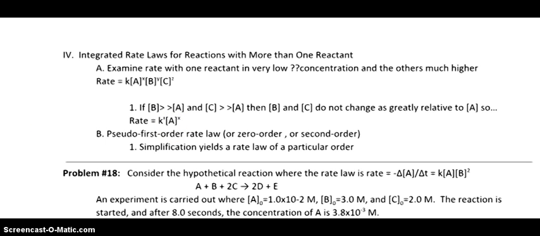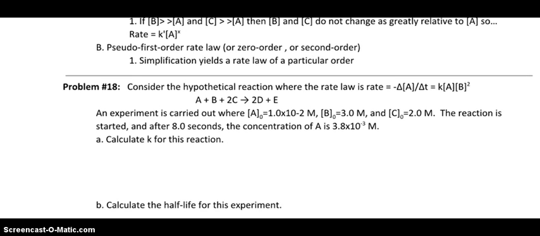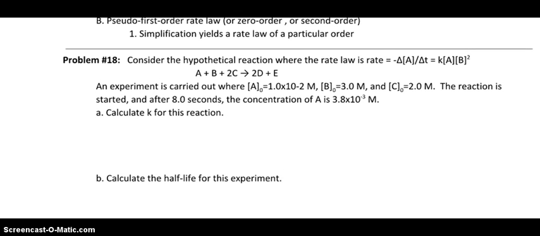So let's look at problem number 18. For me, problem 18 really clarifies what this is all about. Consider this hypothetical reaction where the rate is equal to k[A][B] squared. So what order is it in A? It's first order. We left the exponent out because it's a 1. Where'd C go? Well, C must be 0 order because C to the 0 power is 1, so you can just leave that out.